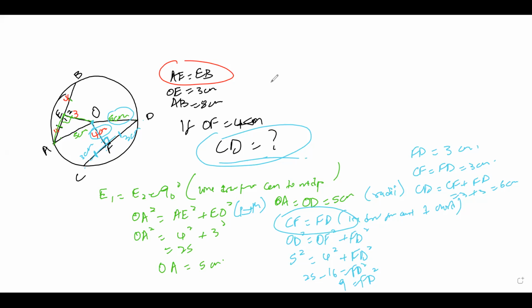Let's move on. Theorem 3. It says angle at the center is twice the angle at the circumference. So Theorem 3 can be given to you in 3 different layouts. Okay. So angle at the center. So you will have an arc AB here. Arc AB.